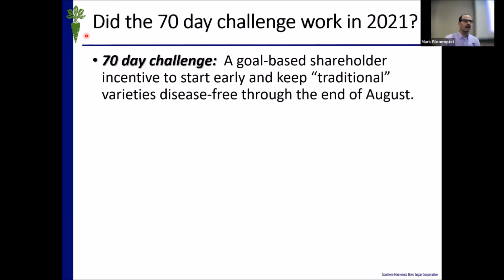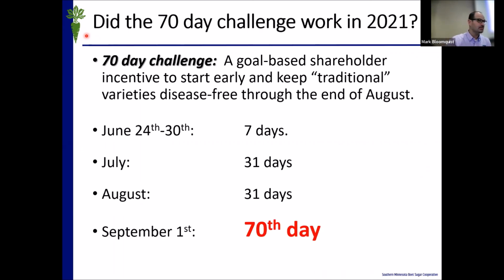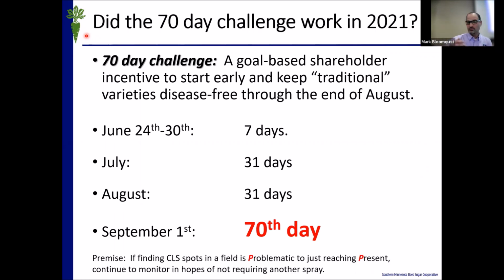Some of you said, hey, I burned down this year. Did the 70-day challenge really work? For those of you who don't know what I'm talking about, the 70-day challenge is that goal-based shareholder incentive to start early and keep traditional varieties disease-free through the end of August. That's really simple, right? It's got 7 days in June, 31 days in July, 31 days in August. That means on September 1st, we're talking about the 70th day, with the premise being that if your CLS spots, if you're rating your fields, is still problematic to find or at best early present, then you can continue to monitor in hopes of not requiring another spray.